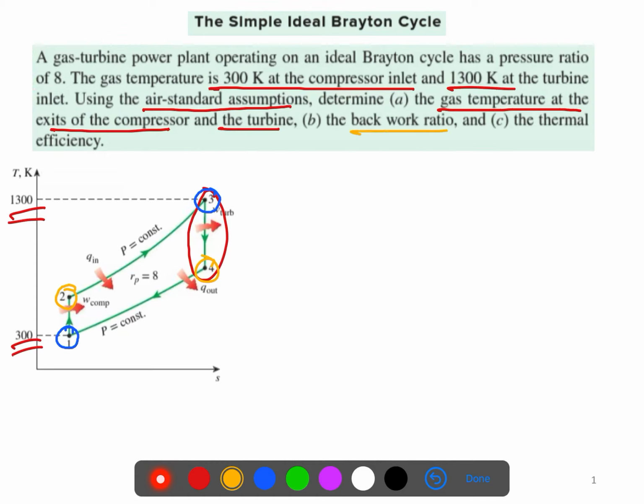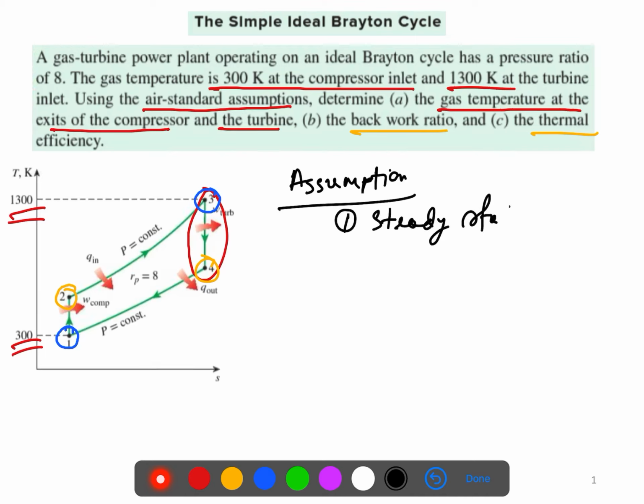Then the back work ratio and the thermal efficiency. So we'll gradually solve this question. So the first part is the assumptions. We will consider the Brayton cycle. It is a steady flow device, because all the compressors and turbines we are using are steady flow devices. So let's say it is a steady state condition. Okay, so that's the first assumption here.